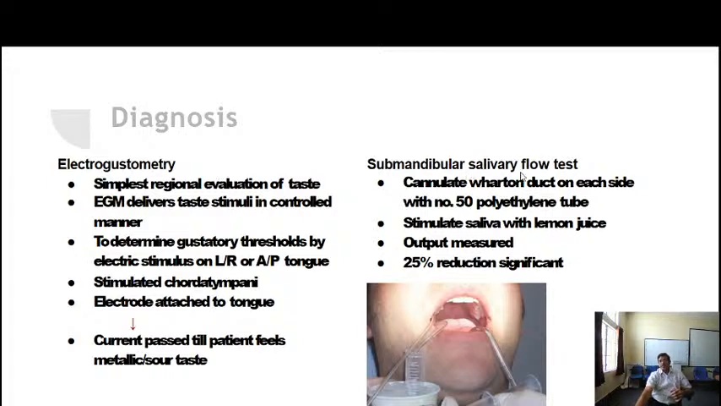Then you have the submandibular salivary flow test, wherein the submandibular salivary gland ducts are the ones which are cannulated, and a 25% reduction on one side is significant to say that there is a facial paralysis, where the parasympathetic fibers are not coming to the submandibular ganglia.